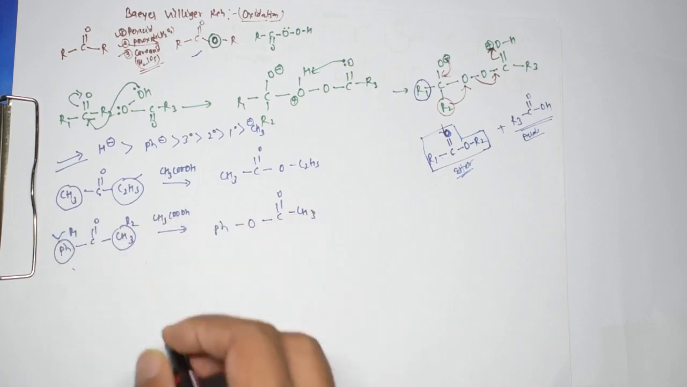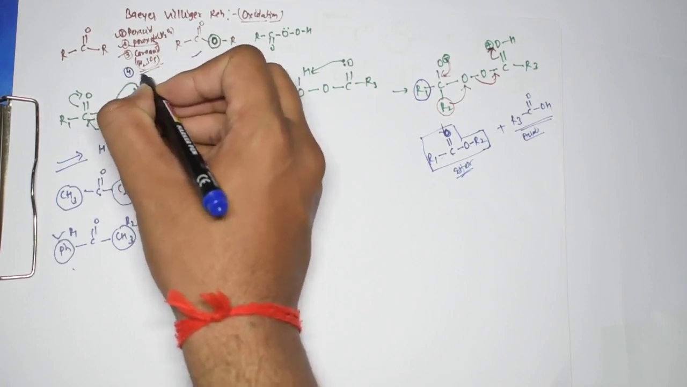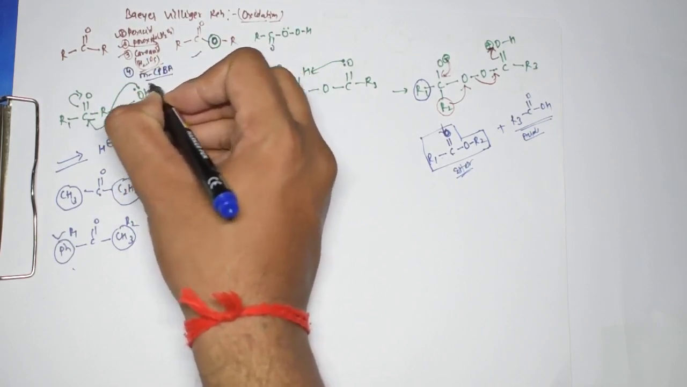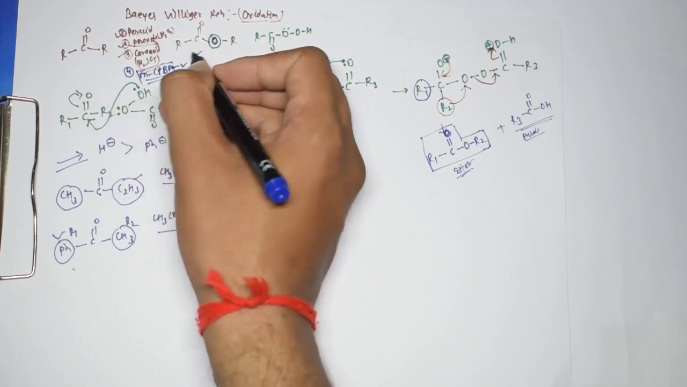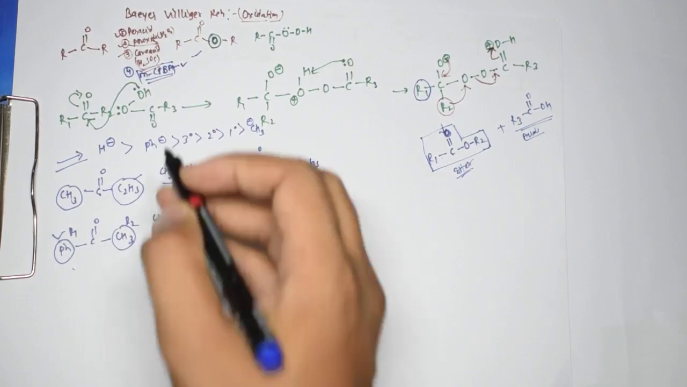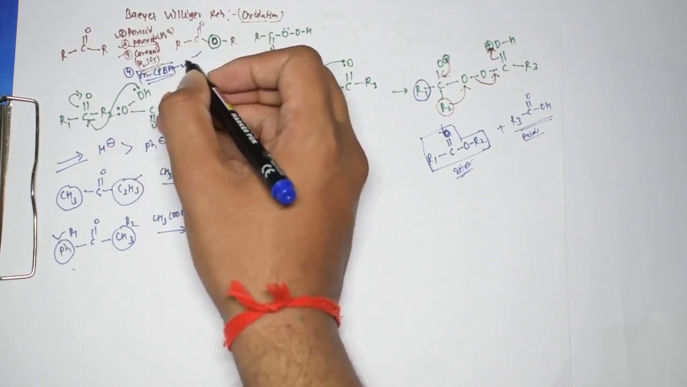Now, let us take one cyclic example, and the next very important reagent which we can use is MCPBA. This is the most common reagent which you will see most of the time in the exam, and it is also used for this process. This is metachloroperbenzoic acid, so that is also a per acid.